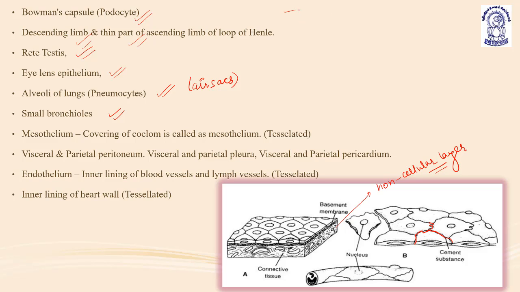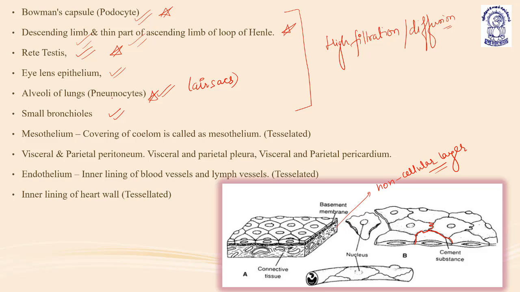So all these places actually require high filtration or diffusion. The main examples are the podocyte, descending limb, and the thin part of the ascending limb, then rete testis, alveoli of the lungs, and so on.